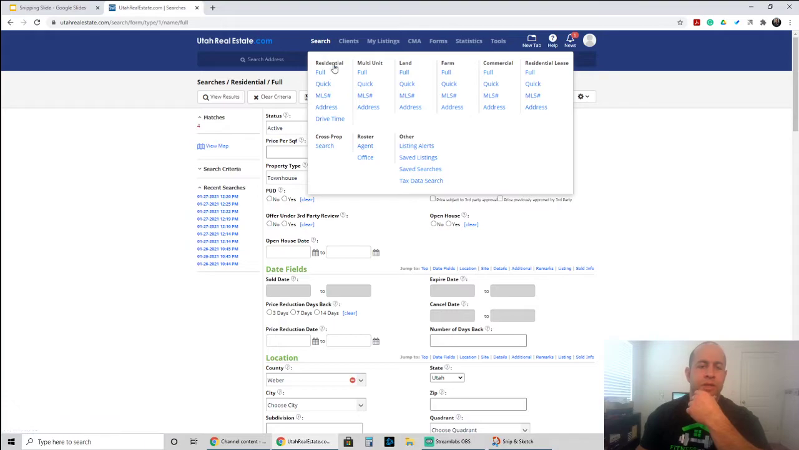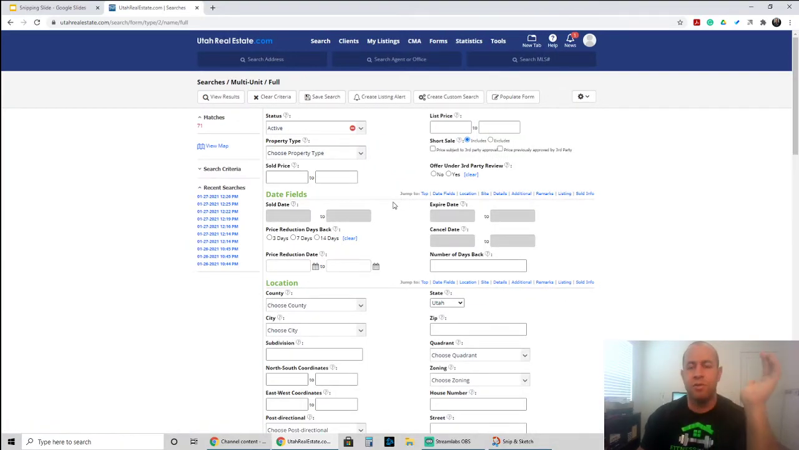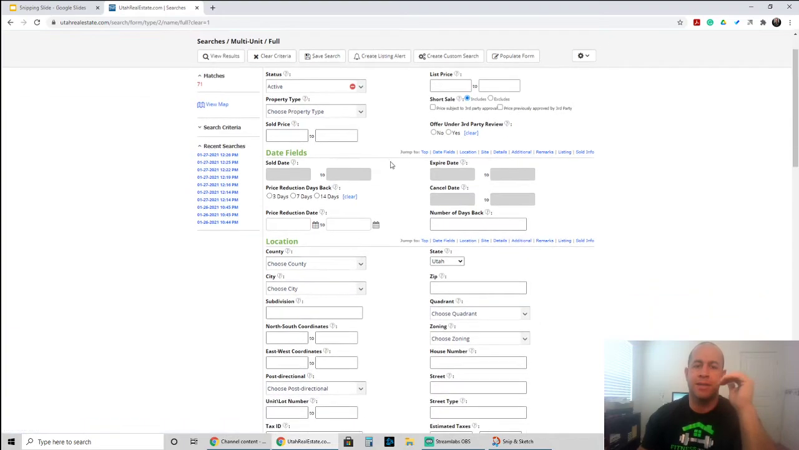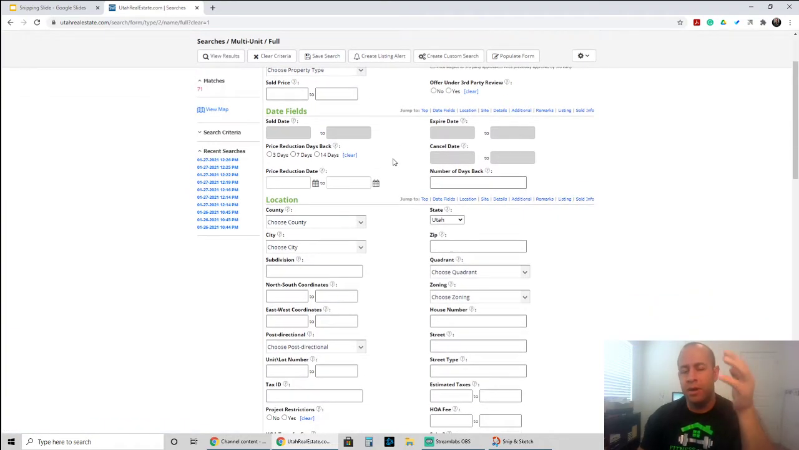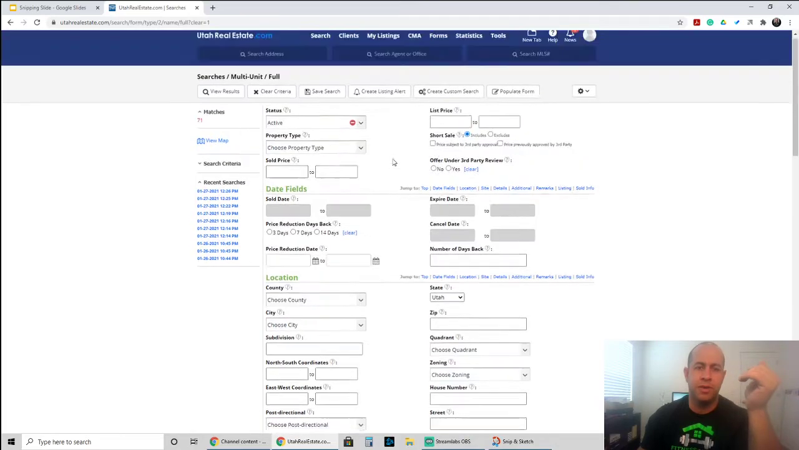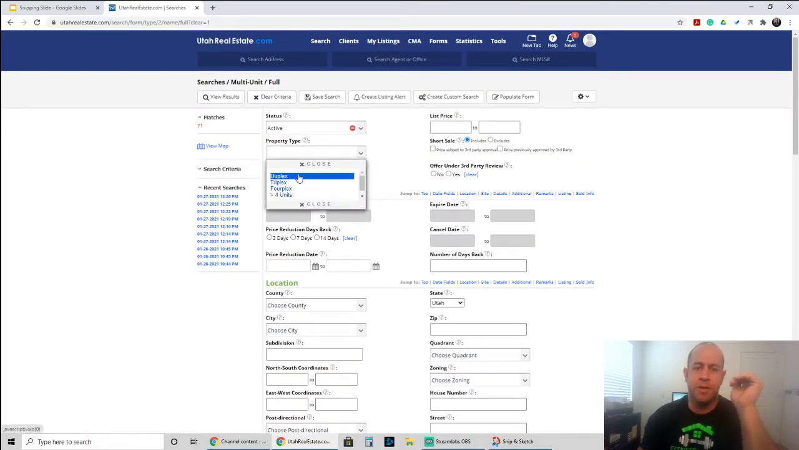Okay, I think that's it on the residential side. Let's switch to multi-unit. Of course, most of the same tactics apply in multi-unit. I just start with clearing criteria, going to active. Rarely do I get asked anything super specific in multi-units. Most of the time, they just really want duplex, tris, and fourplex.